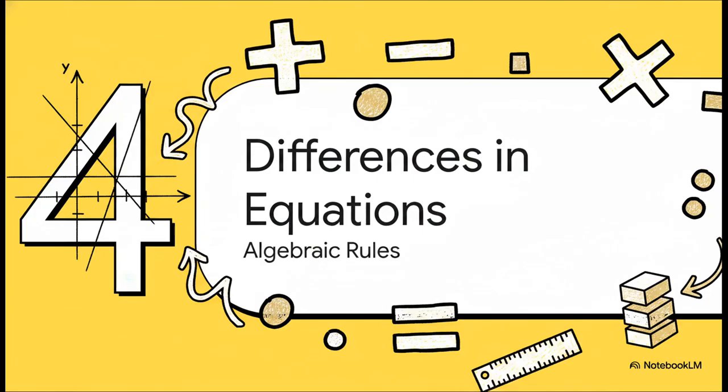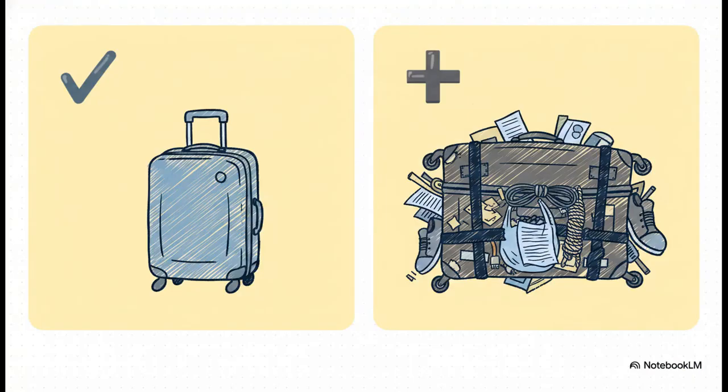Up next is Section 4, Spotting Differences in Equations. Let's transition from those visual lines over to the actual algebraic rules. When you look at these two equations side by side, you can almost instantly spot the difference that's breaking the mathematical order. Equation A is y = 2x. It's clean, it's simple, and it has absolutely no extra baggage attached.